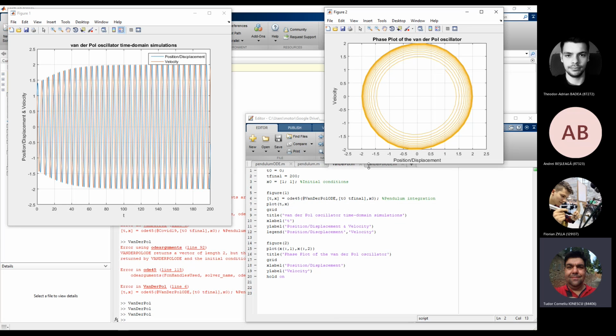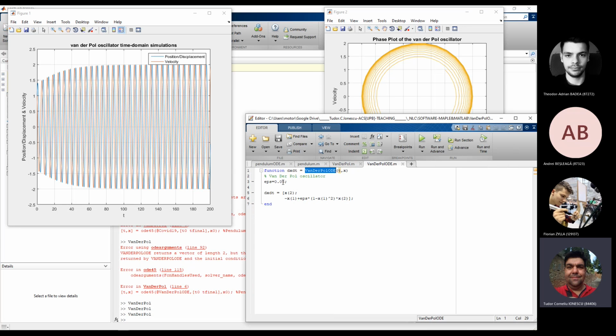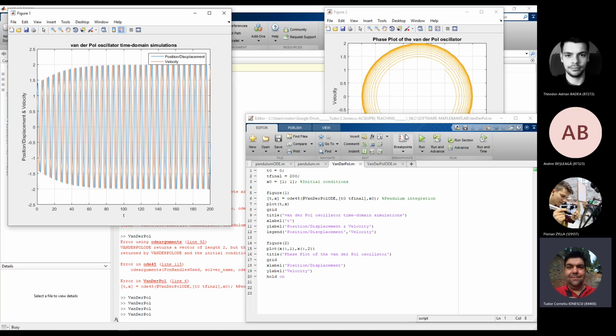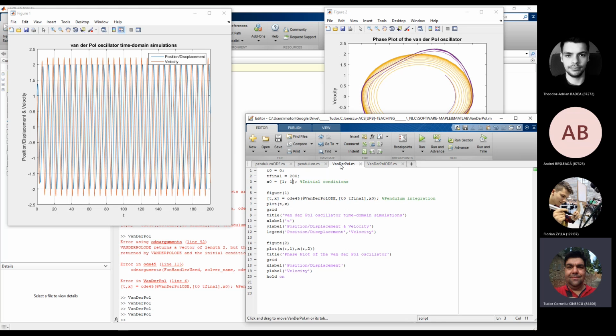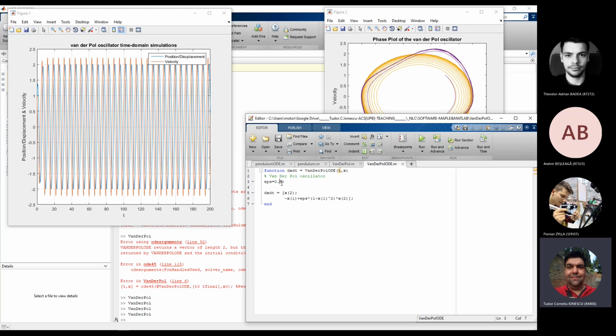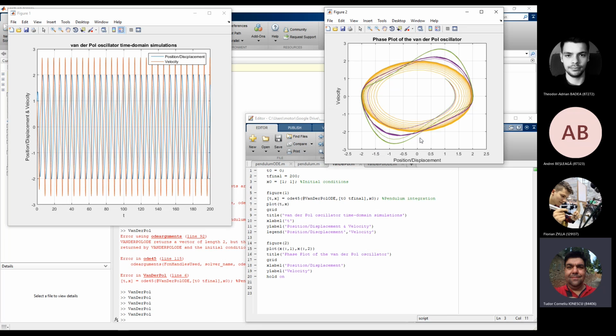No matter the perturbation. Let's see what happens if this epsilon is increased. Run. It's the same thing. The behavior will change if epsilon is over 1. Let's take it 1. Save, Van der Pol, 1. You see, it still oscillates.